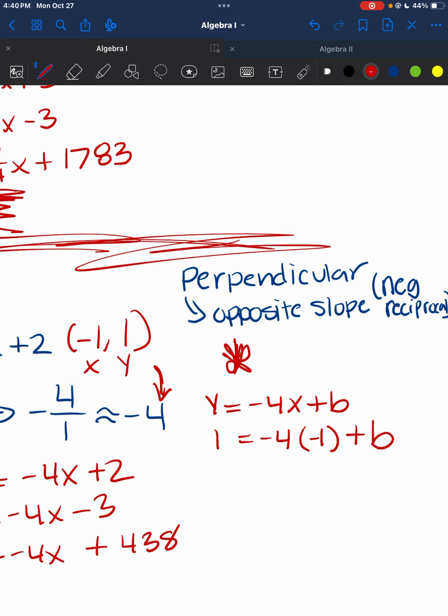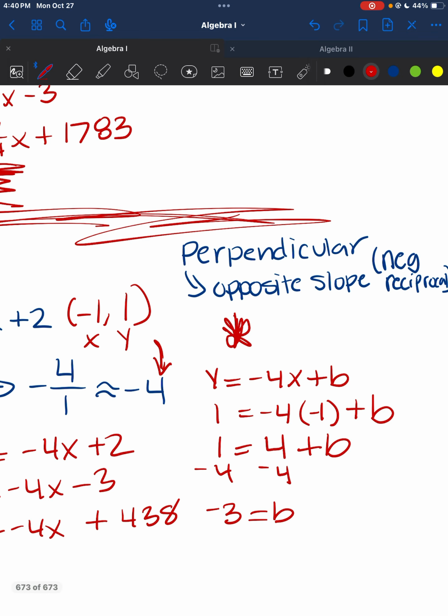What I'm solving for is my y-intercept, because I want it to pass through a certain point. I'm getting specific now, I know. If I want it to pass through a certain point, I just need to figure out what my b is. I have 1 is equal to -4 times -1. This is a positive 4 plus b. I need to isolate b, so I'm going to subtract 4 over here. Subtract 4 over here. 1 minus 4 is -3, which is equal to b.